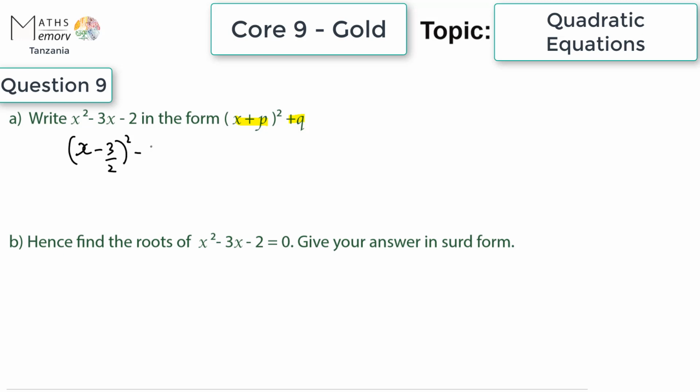Now what we do, we take away this number squared. Now 3 over 2 squared is much easier to square, obviously, a fraction than the decimal. That's why we do this.